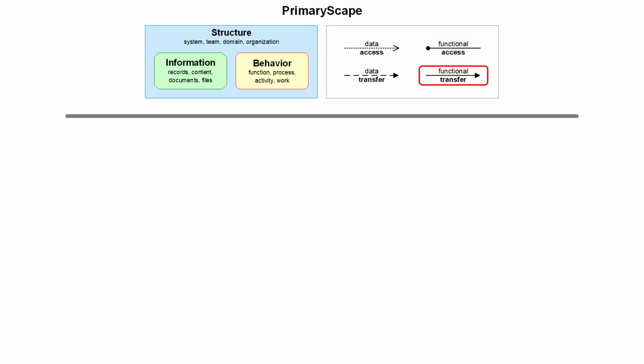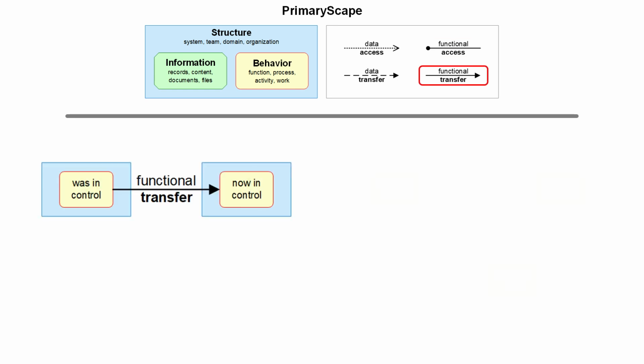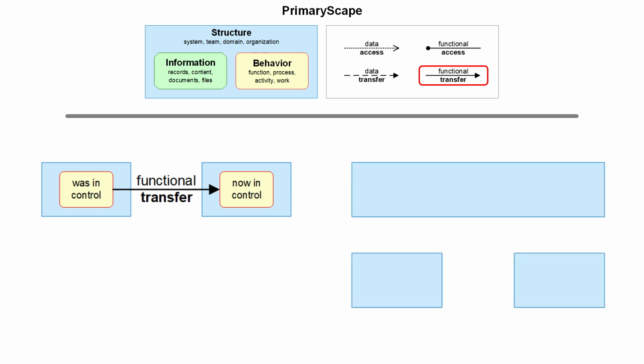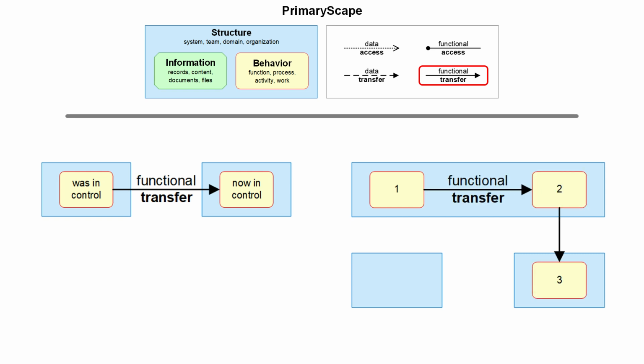Lastly, we have the functional transfer relationship. The functional transfer relationship is using a solid line with a solid arrowhead. The functional transfer relationship is typically represented between behaviors, processes, and functions. One can think of a functional transfer as a trigger. One function triggers another function to start. There's no need to wait for the triggered function to complete. The analogy here is sending an email or text message. In technical terms, this is an asynchronous call.